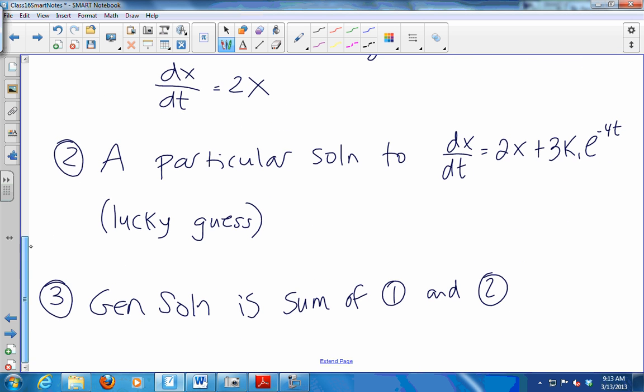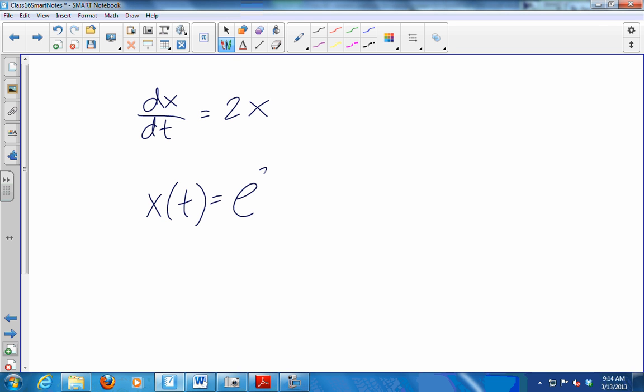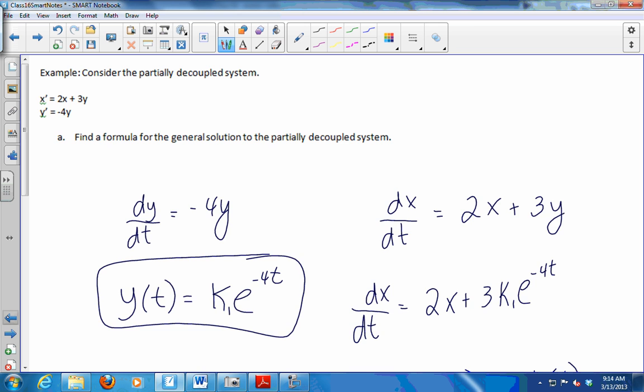So step 1, pretty easy. Let's do that first. dx/dt equals 2x. We have to solve. So that would be x of t is e to the 2t, and there's a k in front. We'll call it k2 e to the 2t. So there's my solution to my associated homogeneous linear equation: k2 e to the 2t.